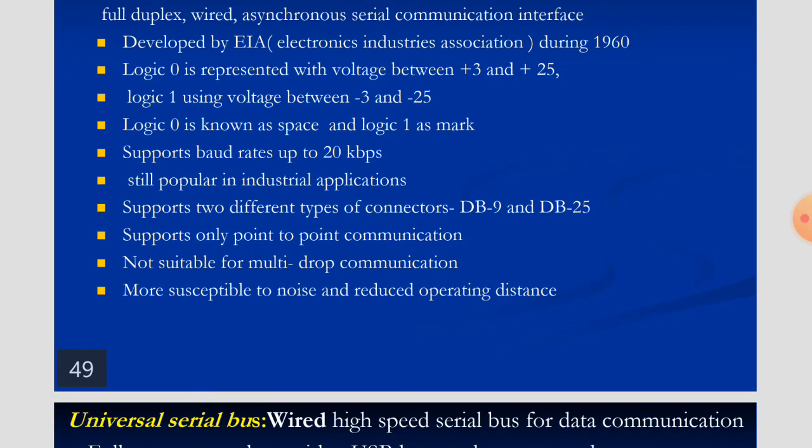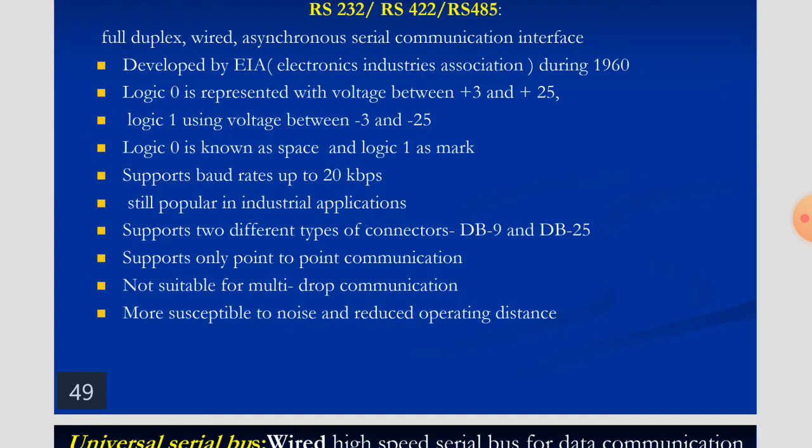Here you can see some concepts related to the serial interface. Logic 0 is represented with a voltage between 3 and 25. Logic 1 uses a voltage between -3 and -25. Logic 0 is known as space, and logic 1 is known as mark. This is a main concept you have to remember if you are doing communication with the external world by using RS-232. If you are sending logic 0, it is going to send a voltage in the positive range of 3 to 25. If you are sending logic 1, it means the voltage you are sending is in the -3 to -25 volt range. Logic 0 is known as space and logic 1 as mark.